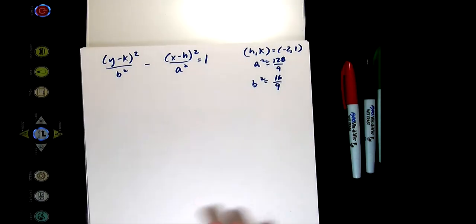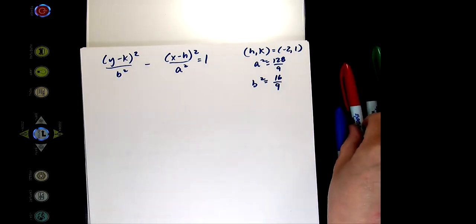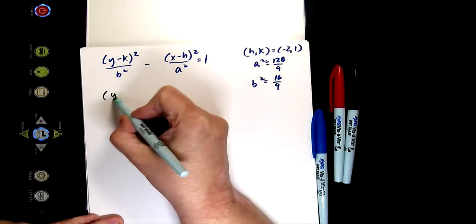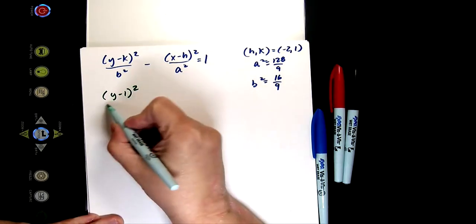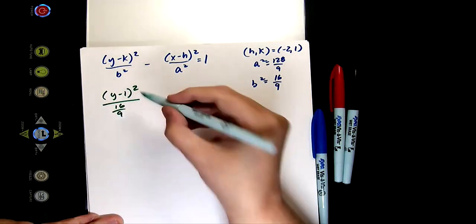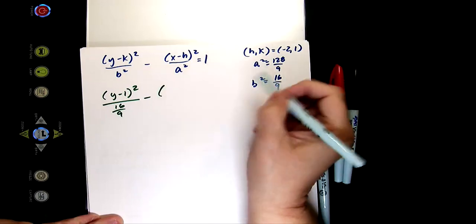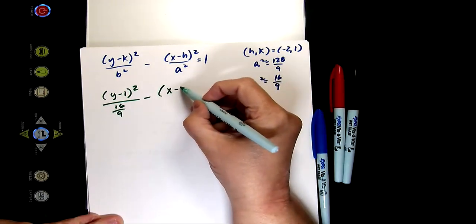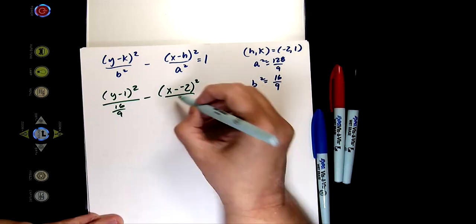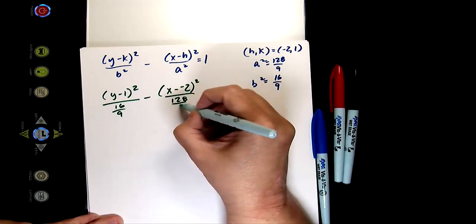We did a lot of work to get those values. We're going to plug them in and show you how to clean it up a little bit. If I plug it in, I have y minus 1 squared over 16 over 9, minus x minus -2, which is going to end up being a +2, over 128 over 9 equals 1.